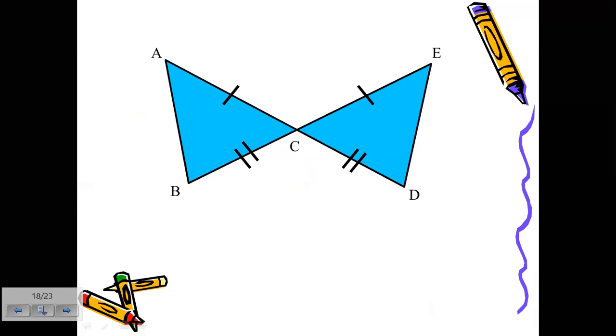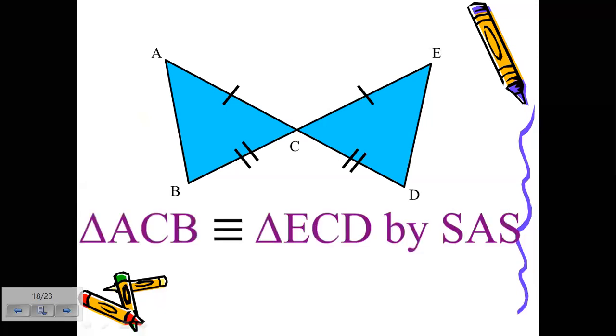In this example, the side length of AC equals the side length of EC and the side length of DC equals the side length of BC. And here I have vertically opposite angles, the measure of angle ECD equals the measure of angle ACB. So it's side angle side, triangle ACB is congruent to triangle ECD by side angle side.